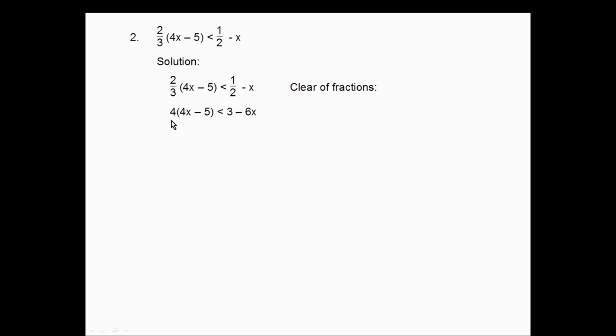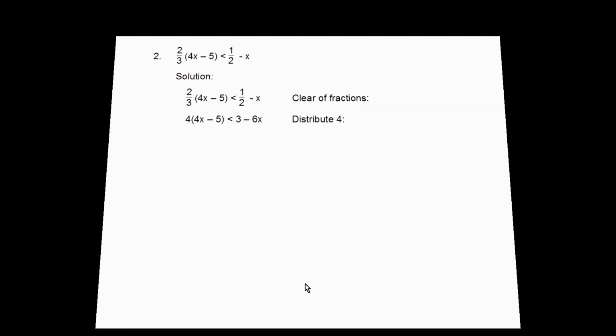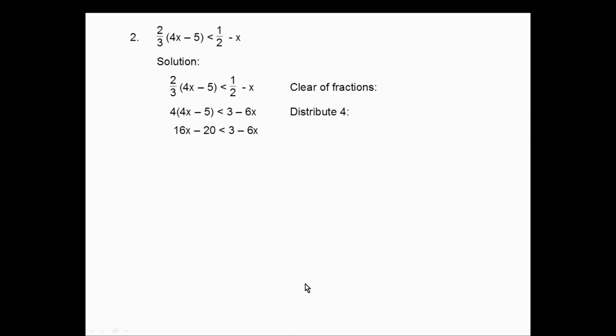So 2 thirds times 6 gives me 4. So 4x minus 5 is less than 3 minus 6x. Now again, multiply all the expressions that are outside parentheses by 6, that's where we get these new numbers. Okay, now we'll distribute the 4. So I'm going to have 16x minus 20 is less than 3 minus 6x.